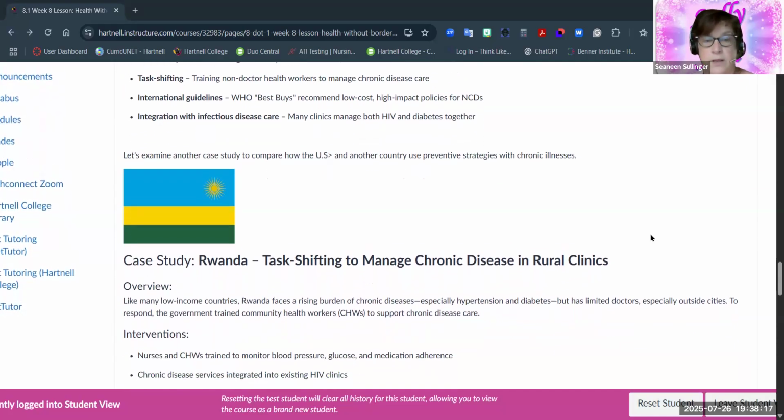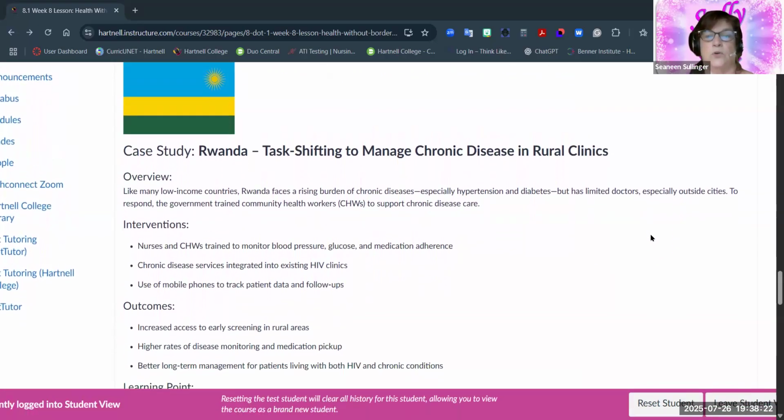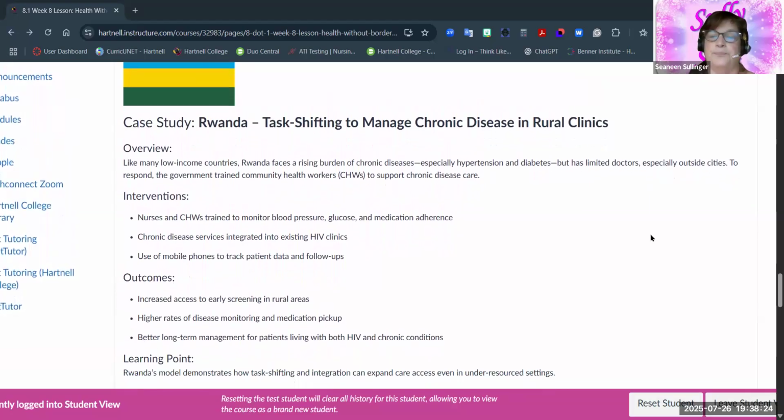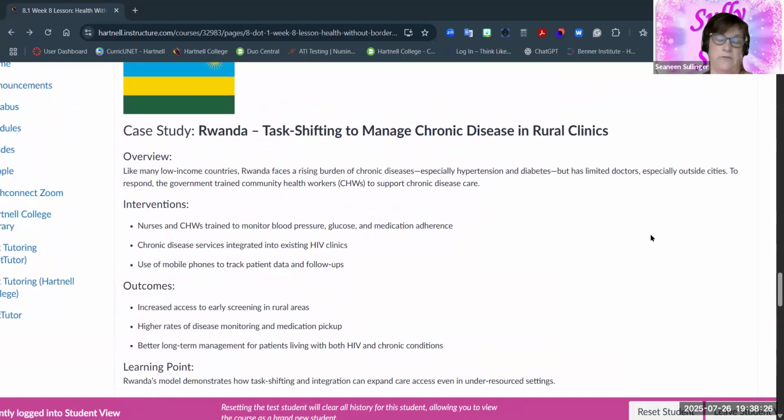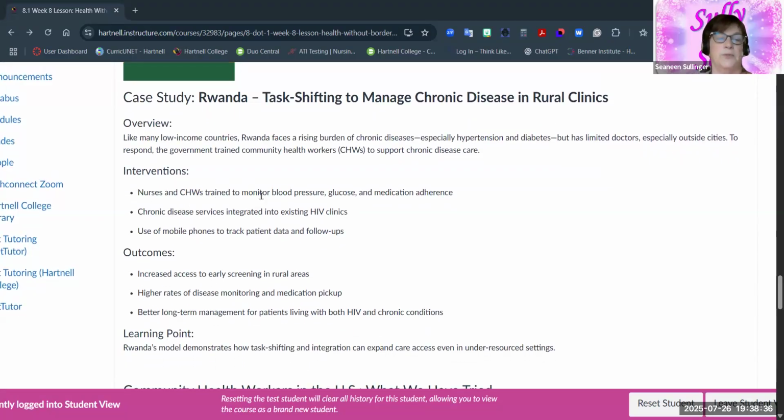This one has to do with Rwanda. And task shifting to manage chronic disease in rural clinics. So they, because access to healthcare is, every place is pretty much rural. And so they trained people to be community health workers to support chronic disease care. And so nurses and community health workers are trained to monitor blood sugars, blood pressures, meds, make sure people are taking their medications. They have HIV infectious disease clinics. And so they integrated a chronic disease level in there.